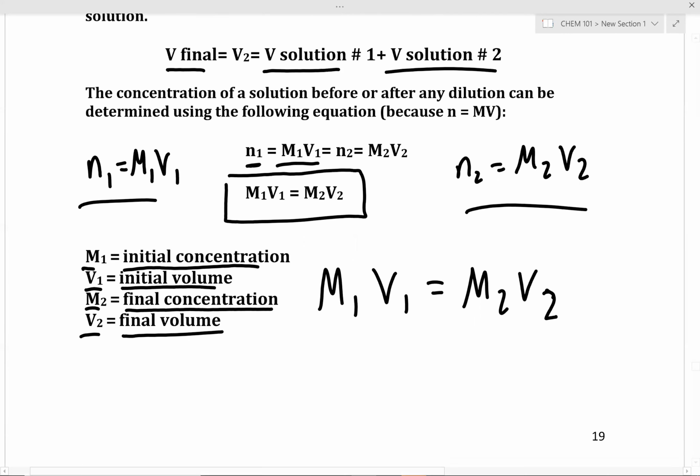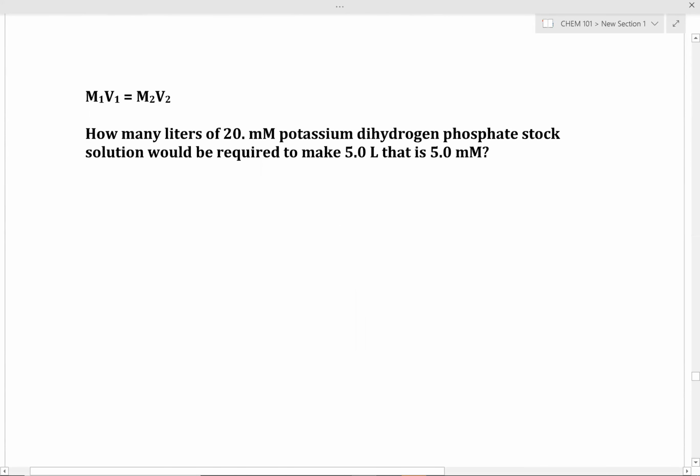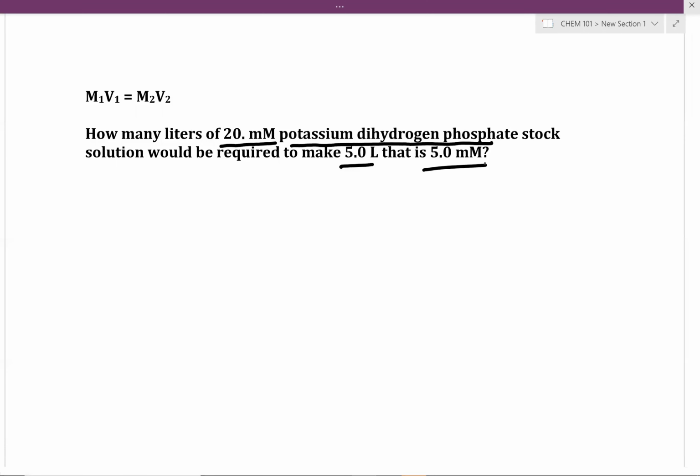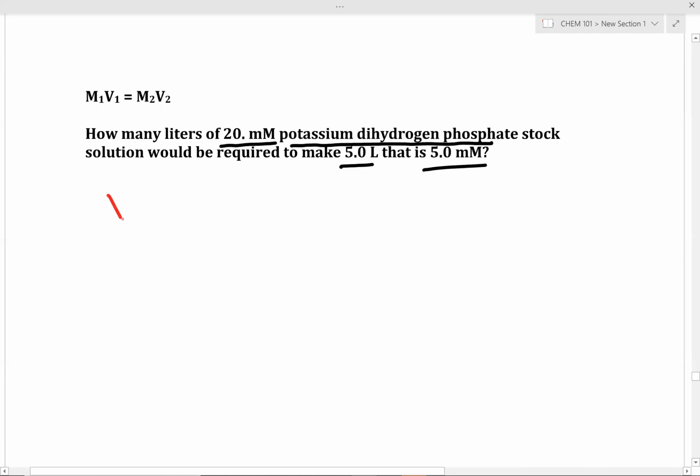So what we're going to do is look at an example, and let's try to apply this dilution equation to solve problems. We're asked how many liters of 20 millimolar potassium dihydrogen phosphate stock would be required to make 5 liters of solution that is 5.0 millimolar. Okay, not too bad. So what is our initial volume? What is our V1? Do we know our initial volume, or is that what we're trying to figure out?